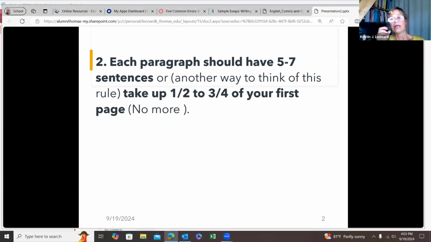Number two, each paragraph should have 5 to 7 sentences. Or another way you want to think about this is it should take up 1/2 to 3/4 of your first page. I'm referring to MLA style, which would be double-spaced 12-point Times New Roman. An example of what do I mean by 1/2 to 3/4?